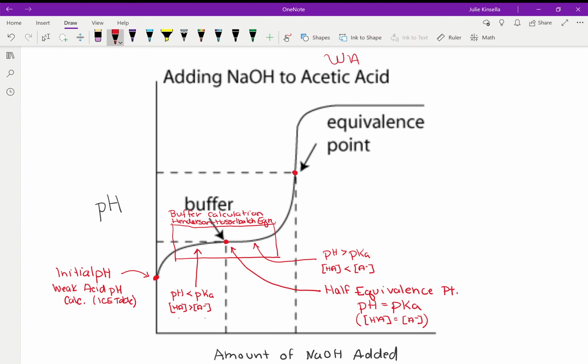Okay, when we get to the half equivalence point, or sorry, not the half, the actual equivalence point, which is already written there. For some reason, I'm going to write it again. One thing to note is when we had a strong acid with a strong base, the pH was equal to 7.